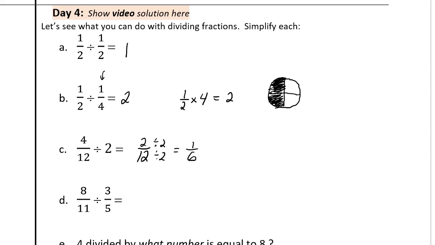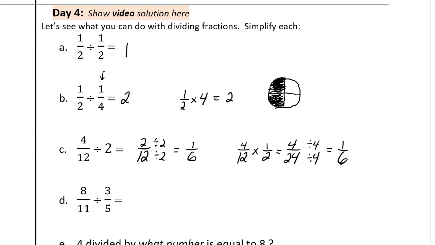Alternatively, you can do this problem using the algorithm. Write the first fraction, write multiply, and take the reciprocal of the second number. The reciprocal of 2 is 1/2. Then perform the multiplication. 4 times 1 is 4, 12 times 2 is 24, and simplify the fraction. Top and bottom both divide by 4, creating 1/6.